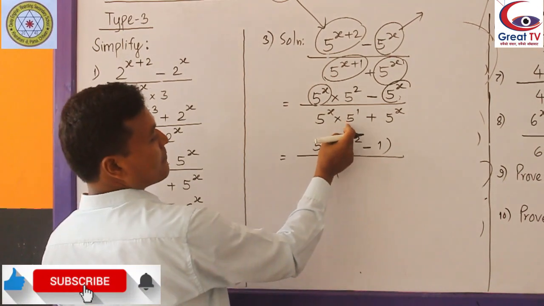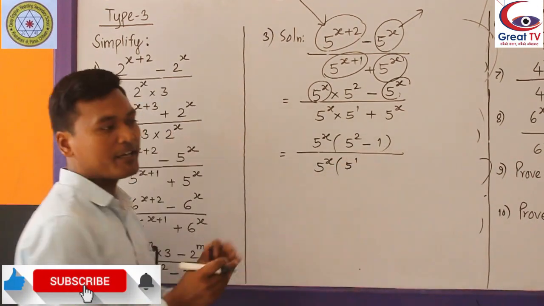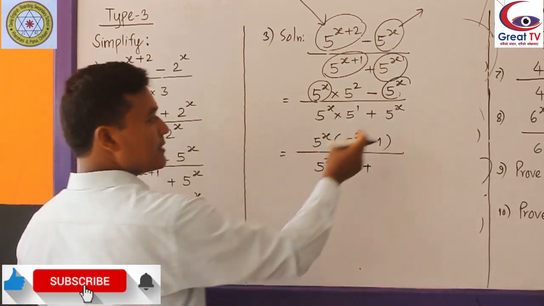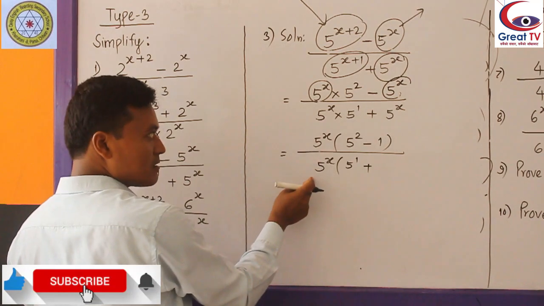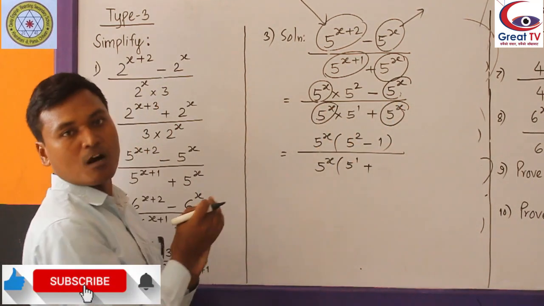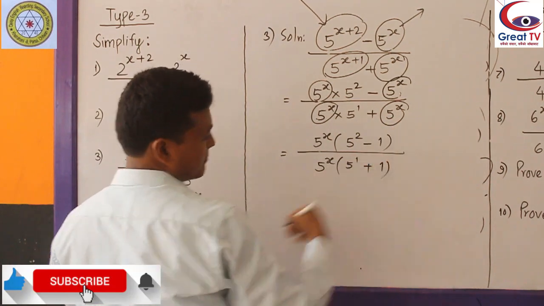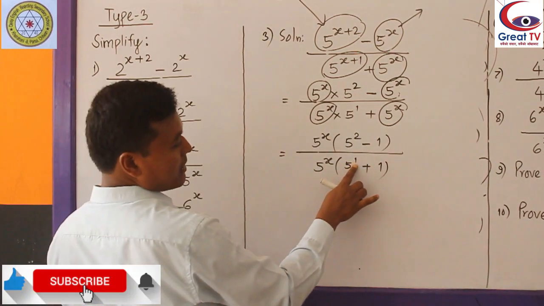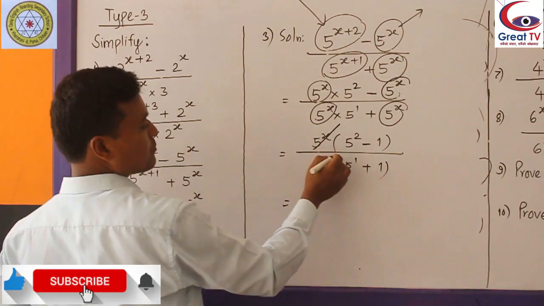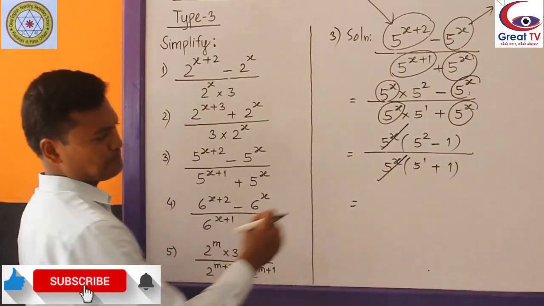The remaining factor from the first term, 5 to the power 1, you can write 5 only. Plus, we copy the same. Yeah, 5 to the power x taken common. These two are the common factor. Already taken common, nothing remaining, we write 1. My dear students, you can write 5 also, no problem. Okay, 5 to the power x up, 5 to the power x down, cancel.